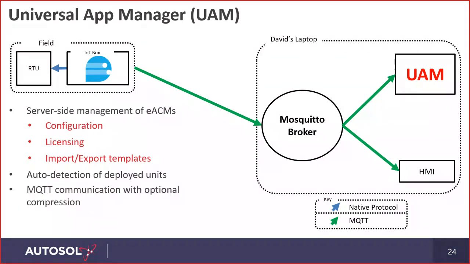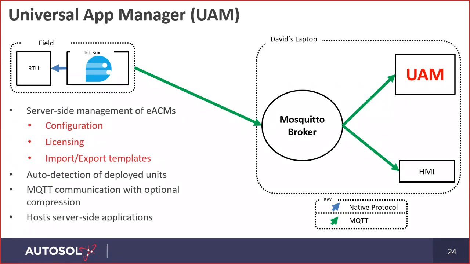Now, the communication between UAM and eACM is done via MQTT. One, to reduce bandwidth consumption, especially if a client has middle-of-nowhere 900 megahertz radio networks or 400 megahertz radio networks. We don't want configuration to be why something loses connection, but you can also compress that MQTT message further, and I will demonstrate both of these features.